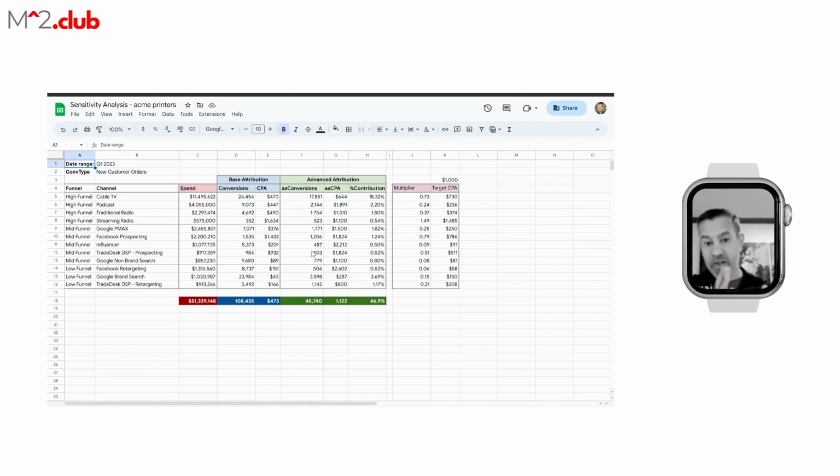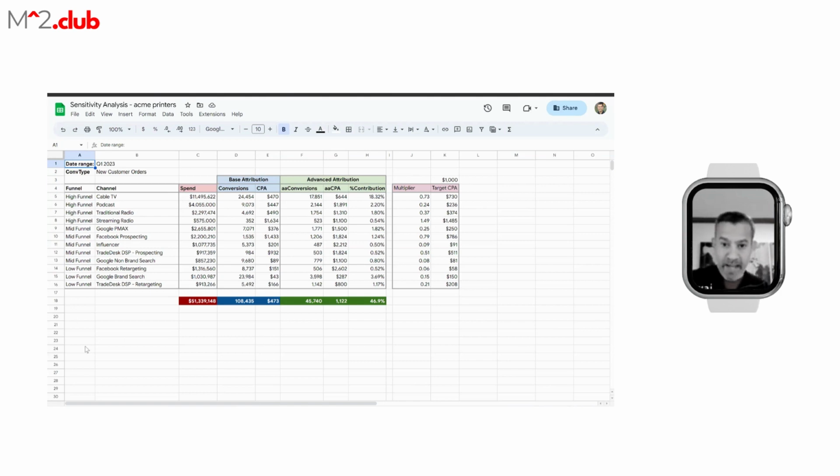Now you can say conversion CPA, revenue ROAS, and the concept is the same, but fundamentally you want to put them side by side, and right next to it, you want to line up the contribution metric. What is the percentage contribution of a particular channel to the total conversions that you observed for that time period, right? In this particular case, Q1, right?